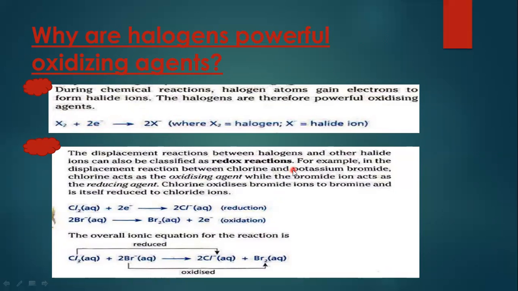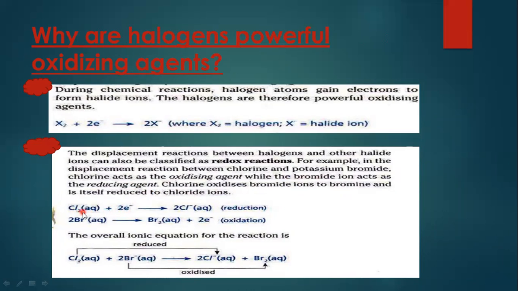जो displacement reaction हमने अभी previously discuss किया है, हम उस reaction को study कर रहे हैं again in terms of redox reaction. Okay, for example, in the displacement reaction between chlorine and potassium bromide, chlorine acts as oxidizing agent while bromide acts as reducing agent, because chlorine oxidizes bromide to bromine and is itself reduced to chloride. This point is discussed with this equation.